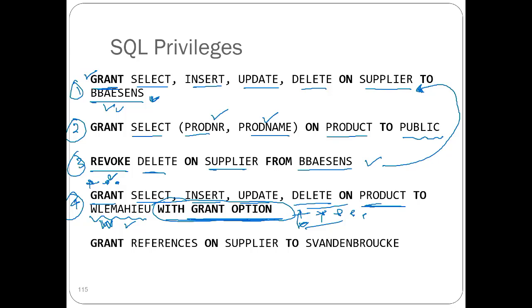All right, now in the last statement, we are granting the references privilege on supplier to this user. Let's call that user S. So what will happen after this grant? User S can make use of the table supplier for establishing the integrity constraint, right? It can access a table, a column, and use that as the foreign key.